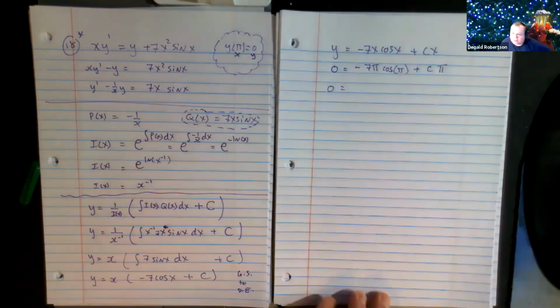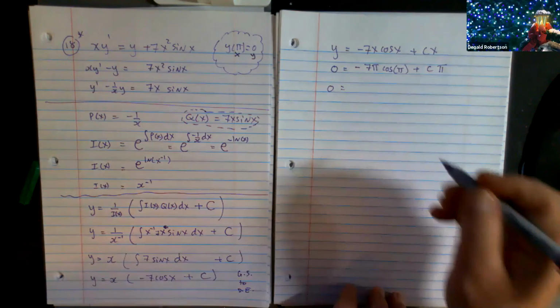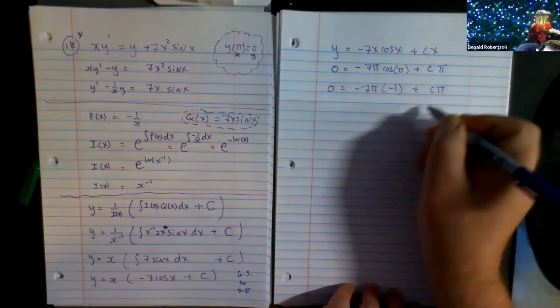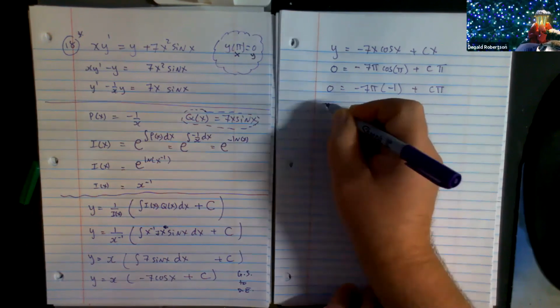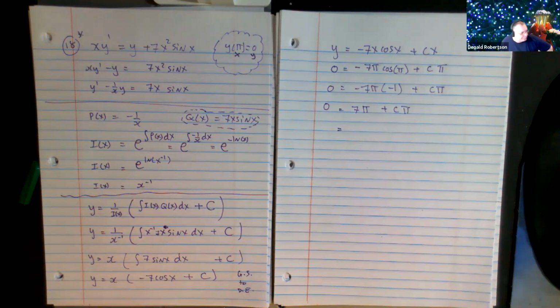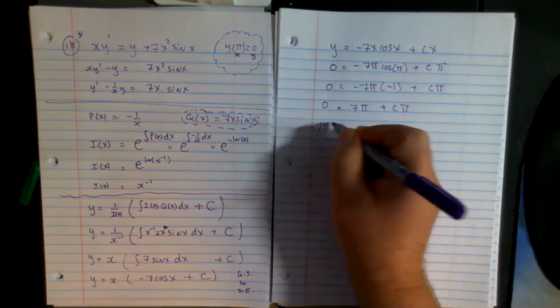Okay, cosine of pi is a nice number, isn't it? Can you remember what its value is? -1. Yeah, -1. Which means 7 pi plus c pi equals 0. Now the goal here is to find c. So what should I do to both sides to get closer to that place? Subtract 7 pi. Agreed. Divided by pi. Also agreed.